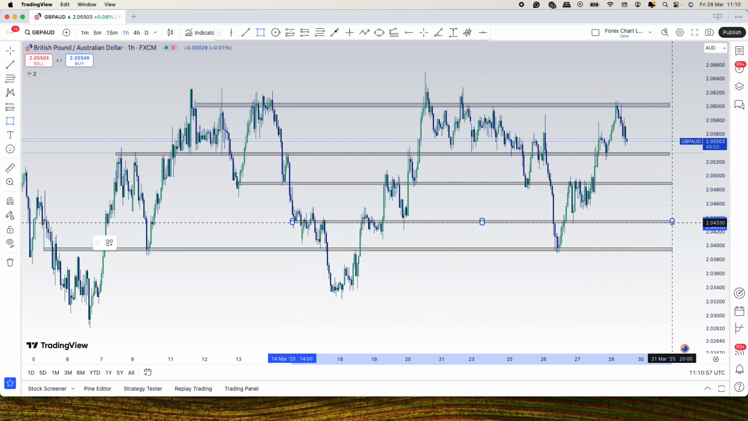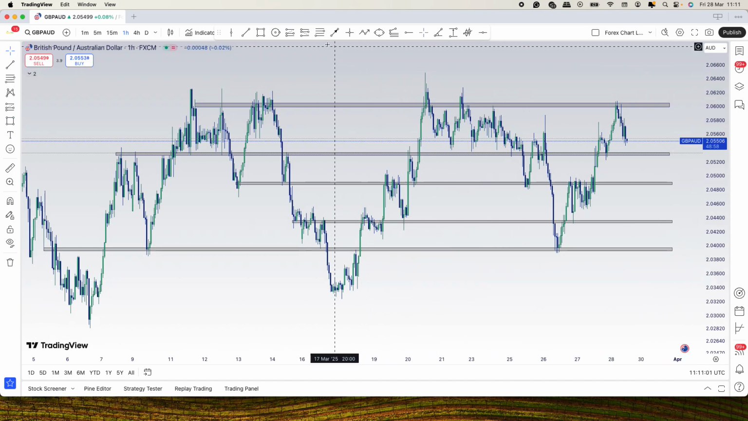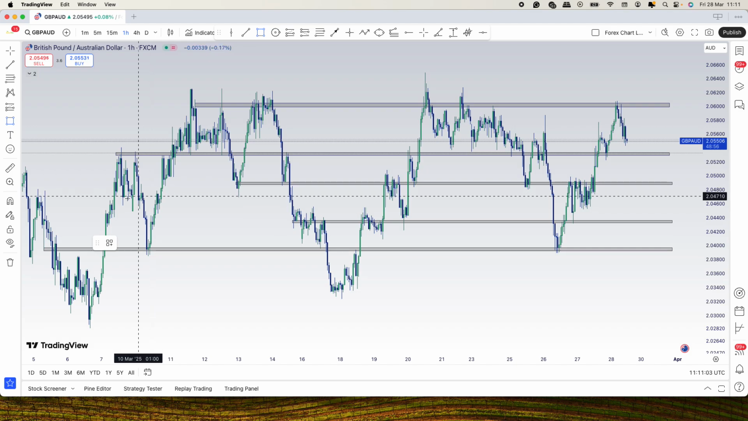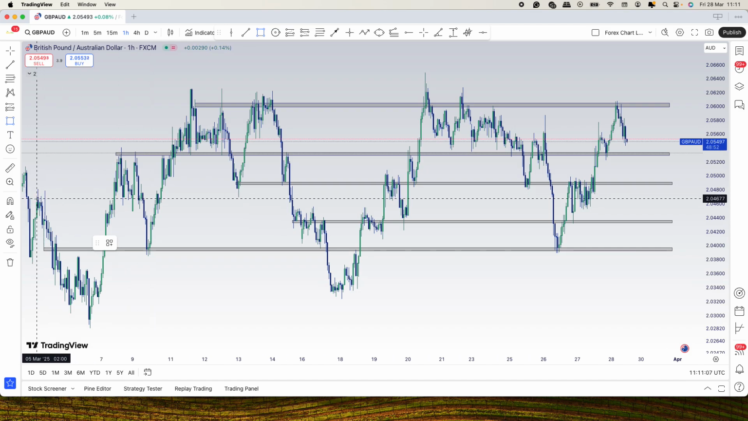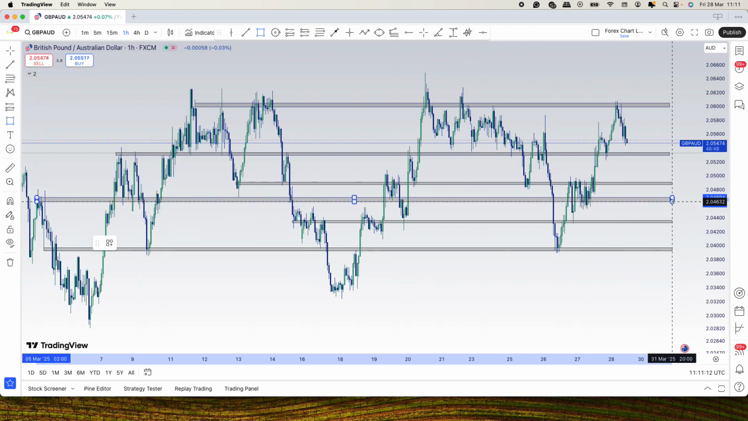We've got rejection there. Okay, that's another decent level. Maybe I'm a little bit too good at drawing these. Okay, like here's a good, oh no, here's a good example. Okay. What does that matter in terms of recent price action? Not too much, you know.